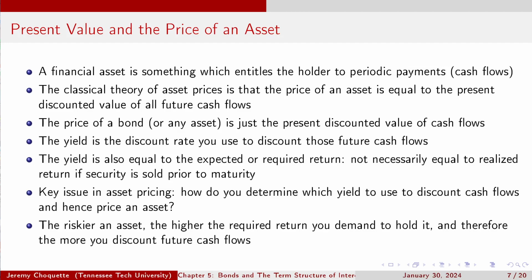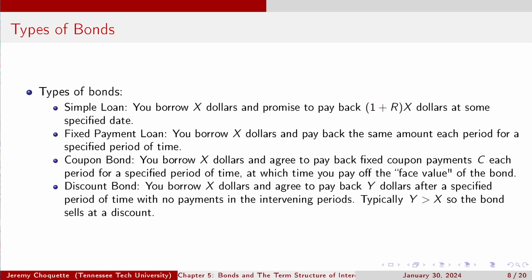And the key issue here in asset pricing is how do you determine which yield to use to discount cash flows and hence price an asset accordingly? Because the riskier an asset you have, the higher the required return will be that you're going to demand in order to hold this thing, right? If it's super risky, it's a high chance of default. You're going to want higher returns here, because you want to recoup as much as you possibly can before this thing defaults. Therefore, the more you're going to be discounting future cash flows.